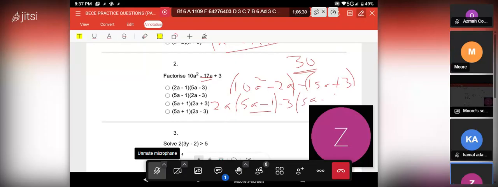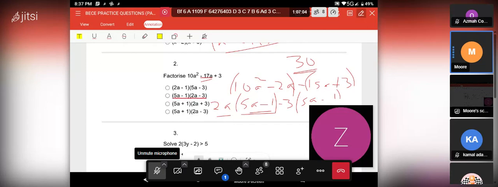Yes. Now, I want to give you a shortcut to this answer. Once we are done with this, we pick 5a minus 1 and 2a minus 3. And the correct option is what? 5a minus 1, 2a minus 3. This is it here.